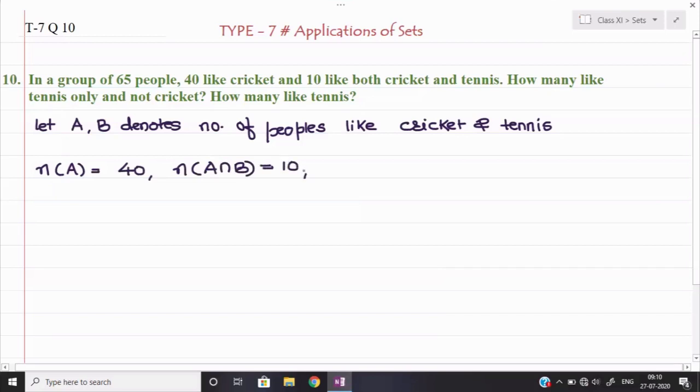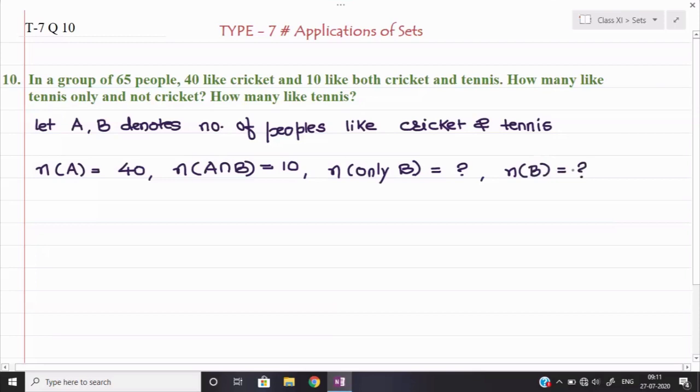Now we shall look at the requirement. How many like tennis only, not cricket? Means they are asking here n of only B. Only B, they should not include cricket. So I put up a question mark here. How many like tennis? Means they are liking tennis, and along with that, some of them may be liking cricket also. So here we need to find out the value of n of B.